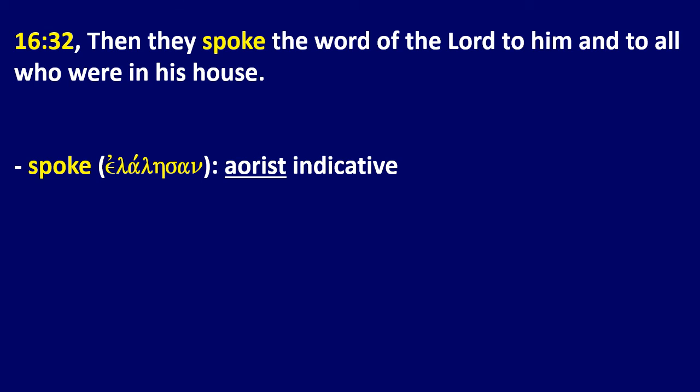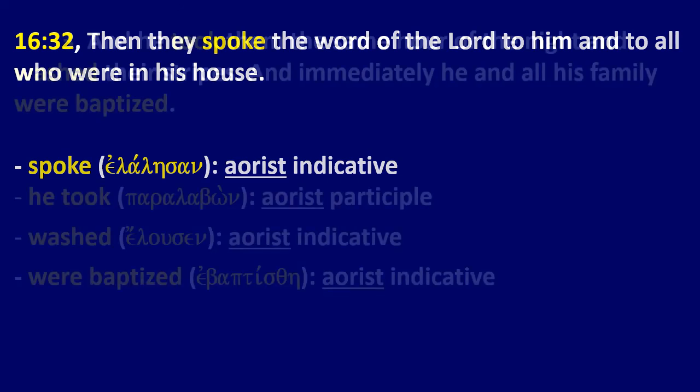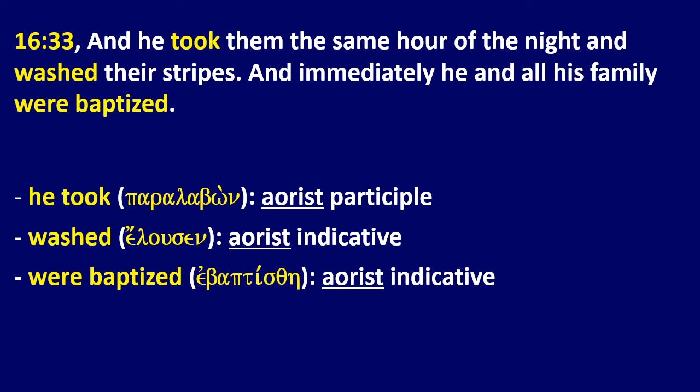Verse 32, then they spoke the word of the Lord to him and to all who were in his house. Again, aorist background information. Verse 33, and he took them the same hour of the night and washed their stripes, and immediately he and all his family were baptized. So took, washed, and baptized, all aorist, and thus they're all in yellow. Again, giving you important information, but it's background in contrast to his main point, which is in verse 34.